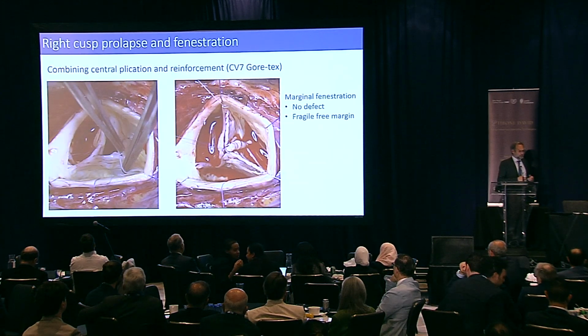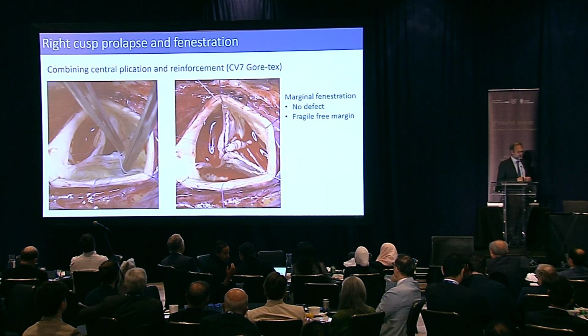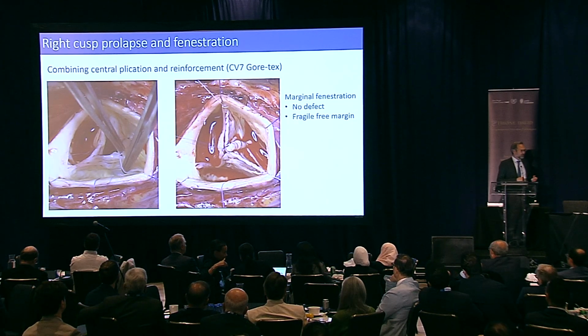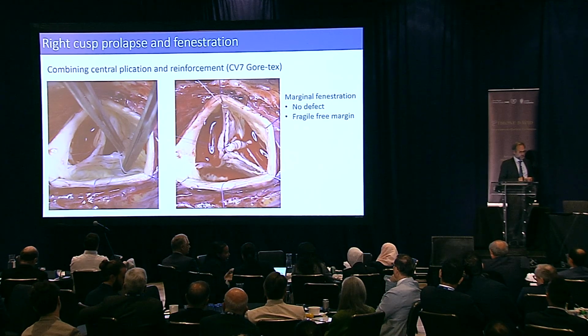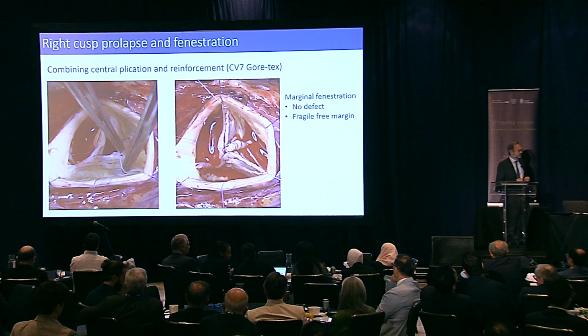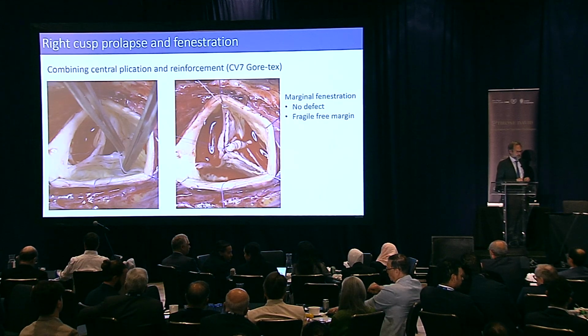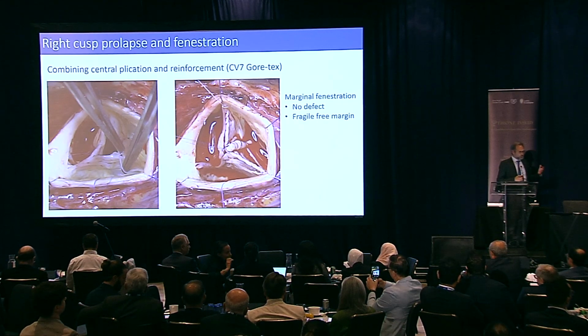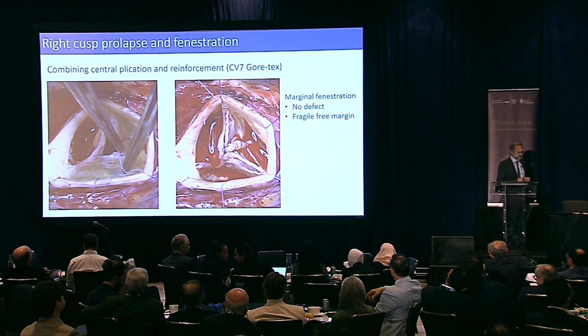So here's the example of this kind of leaflet with long marginal fenestration that weakens the leaflet free margin, and this is the case where central plication and reinforcement with Gore-Tex was applied, and this is one of the only indications of Gore-Tex nowadays in 3 leaflet valve repair.